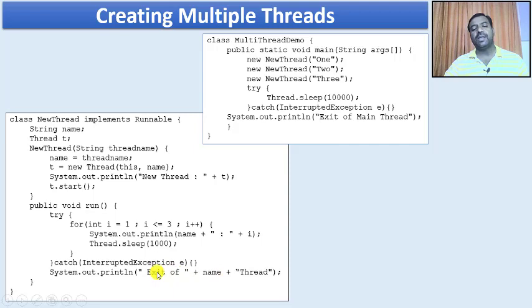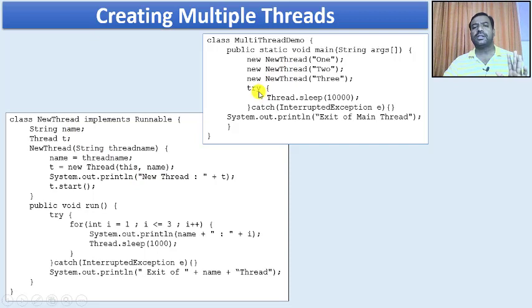I am going to print the name, for example exit of XYZ thread or exit of ABC thread, whatever name I am going to give. So now in the main class, I am going to have a main function. In the main function, I am going to create threads calling new NewThread 1, new NewThread 2, new NewThread 3. For this constructor, I am passing 1, which will be stored as the name 1. Next, I am going to pass 2, which will be stored as 2. And 3, the constructor will take it as 3, create a thread with the name 3, and it will be stored in this variable.